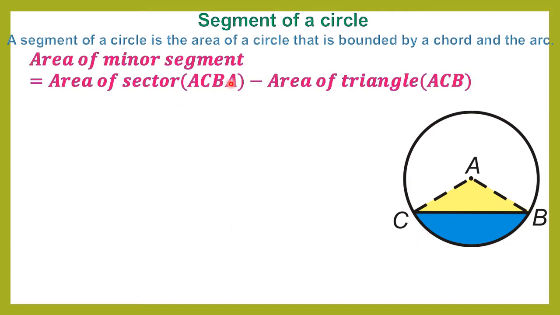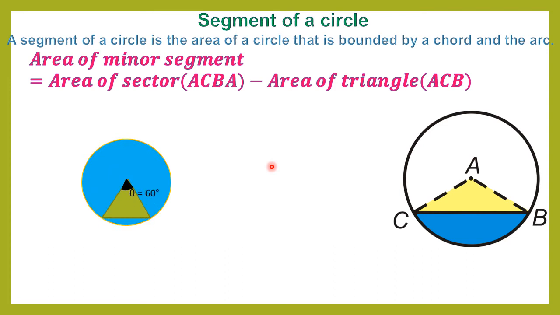So area of minor segment is equal to area of sector ACBA minus area of triangle ACB. Now area of sector you know very well. It's theta upon 360 degree into pi r square. But the problem is with the area of triangle, it can be of any type. So here we have a few ways to identify.